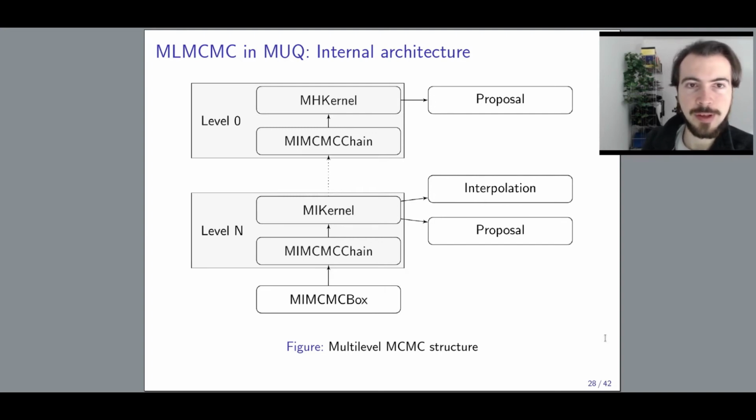And as you can see, the components are actually called multi-index kernel, etc. And the reason is that you can extend this multi-level concept to even multi-indices. The idea being that you might have more than one way to refine a model. But we're not going to go into too much detail about this right here.